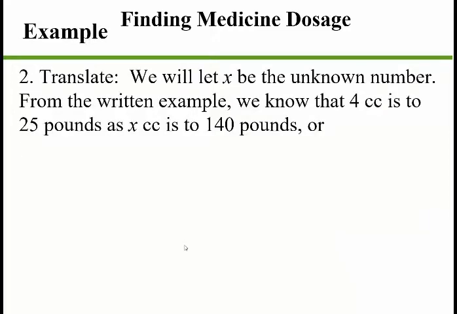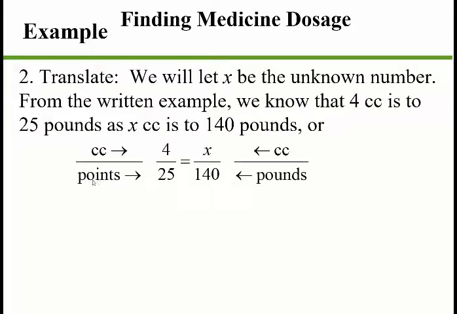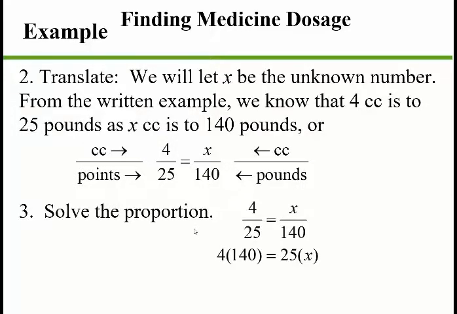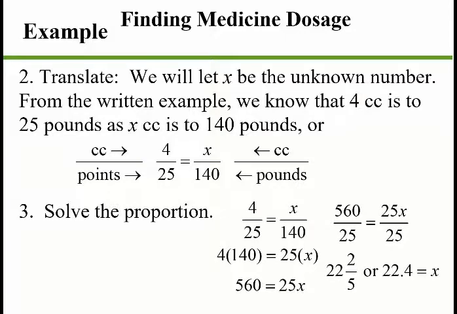So to translate, we'll let x be the unknown number. In the written example, we know 4 cc's is to 25 pounds as x cc's is to 140 pounds. Forgive this typo here, this should be pounds, not points. So 4 cc's to 25 pounds is equal to x cc's over 140 pounds. So we just have to solve this proportion. Cross multiply here, 4 times 140 is equal to 25x, or 560 is equal to 25x. Divide both sides by 25, and you get 22 and 2/5, or 22.4 is equal to x when you plug that into your calculator.